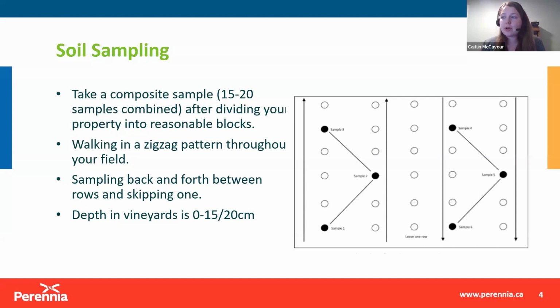The depth is important as well. Typically you just want to go the 0 to 15 or 20 centimeters deep. Some people in these systems will go a bit deeper, but if you're going to do that, you can separate your samples and do a 0 to 15 and a 15 to 30. However, that top 15 centimeters is really where you're going to see the bulk of your nutrients, as well as the recommendations from the soil test report are typically based on that 15 centimeter depth. So those recommendations may have to be adjusted if you're taking samples from a deeper depth.